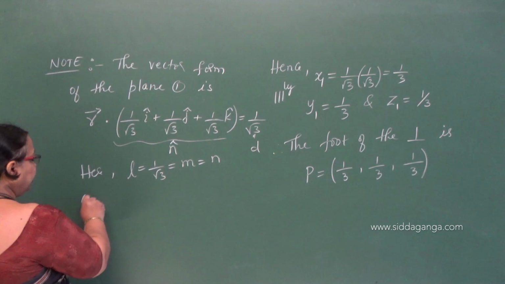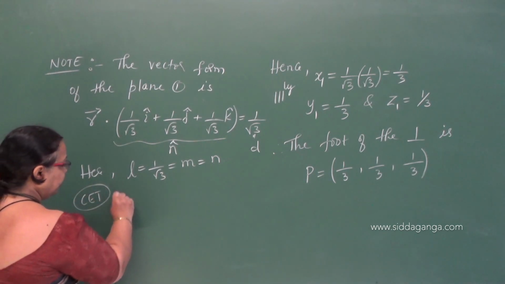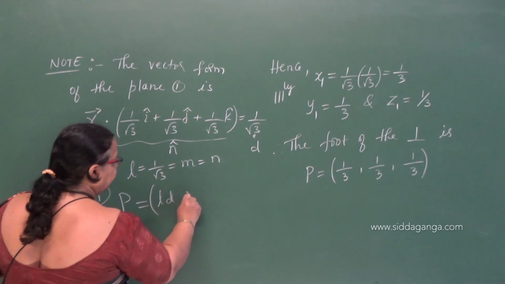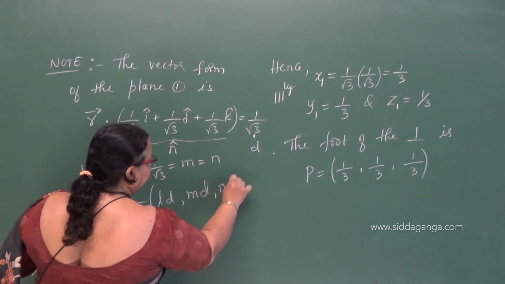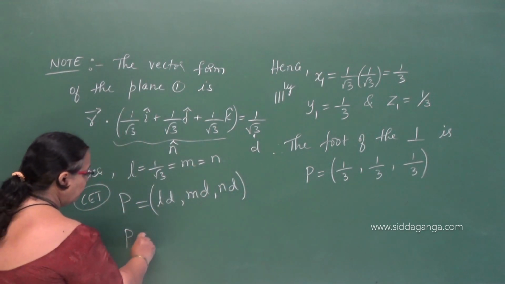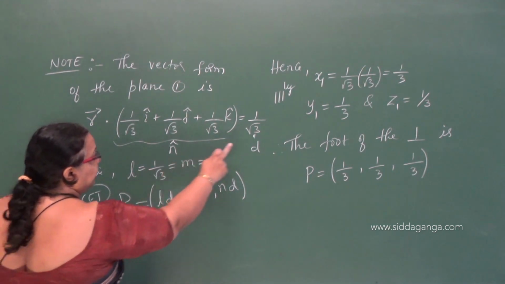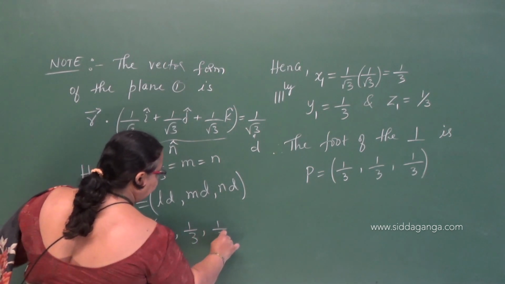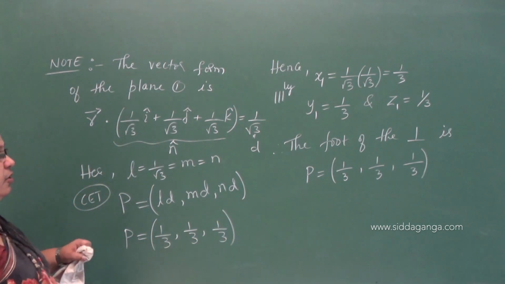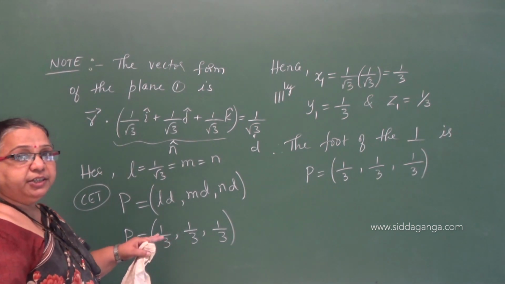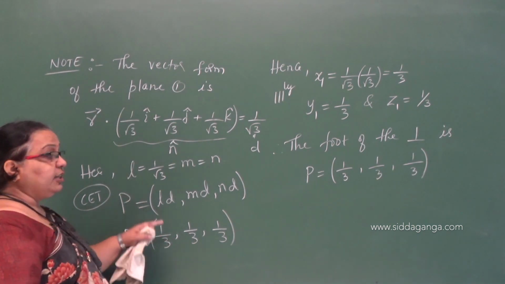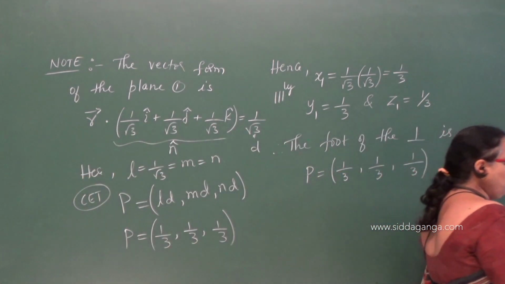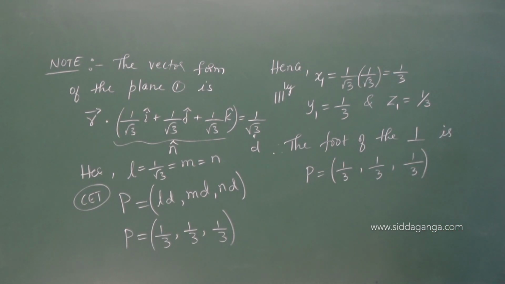So in the shortcut method, in the competitive exam part, we write the coordinates of P as L into D, M into D, N into D. That is P equal to 1 by root 3 into 1 by root 3, that is 1 by 3, 1 by 3, 1 by 3. So these are the coordinates of the point P. This is the shortcut method to find the coordinates of the foot of the perpendicular.